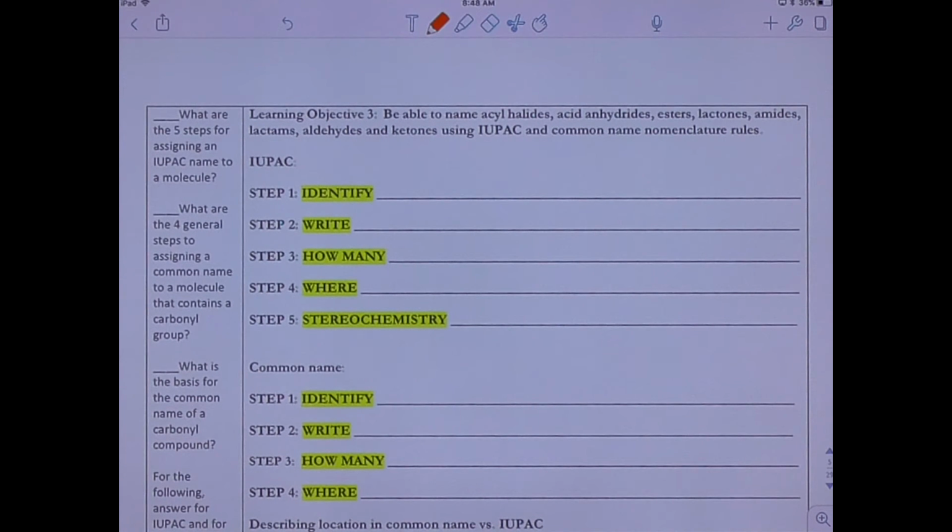Then step 3, if you have more than one of something, say how many with di, tri, tetra, but don't alphabetize by that. Step 4, number, and say where everything is. And then step 5 is describe the stereochemistry.